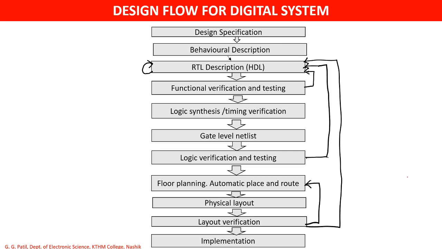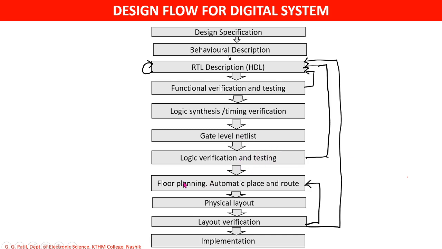First, the design specification. What specifications we require from that system must be decided first. Then the system description, the behavioral description of the system, is done. It's the RTL description. RTL means register transfer level description, done in HDL. Then functional verification and testing is done for that system. If some error is there, you can go for correction in the RTL description. If not, then we can go for logic synthesis and timing verification. Then the gate level netlist is prepared, and after that logic verification and testing is done. If it has some error, we can make the correction in the RTL description and follow all these steps.